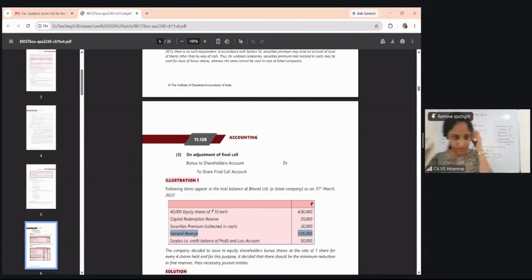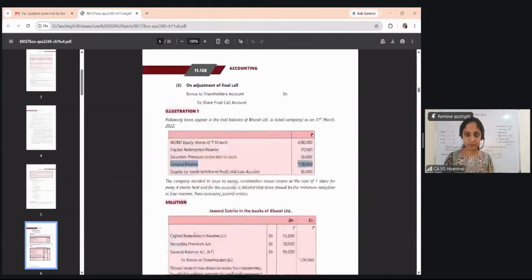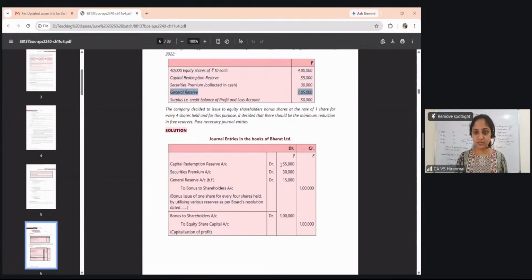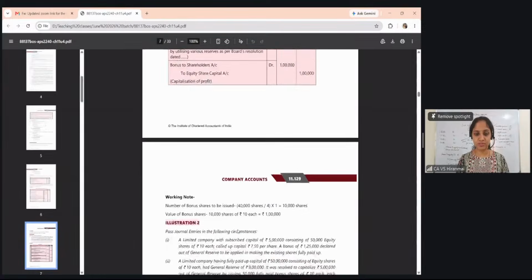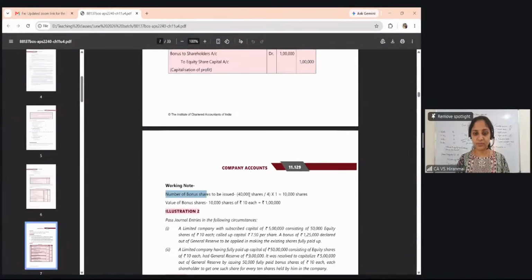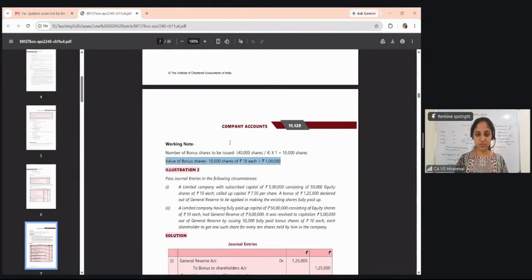Have you passed the entries? So please see here, 55,000 from capital redemption reserve, securities premium is fully exhausted, and from the general reserve the balancing figure is taken, and bonus to equity share capital. This is over. So here look at how the number of bonus shares and the value of the bonus shares were calculated. So whatever I told you, step 1 and step 2, only they are maintaining here. Okay. Now let us go ahead with the illustration number 2.